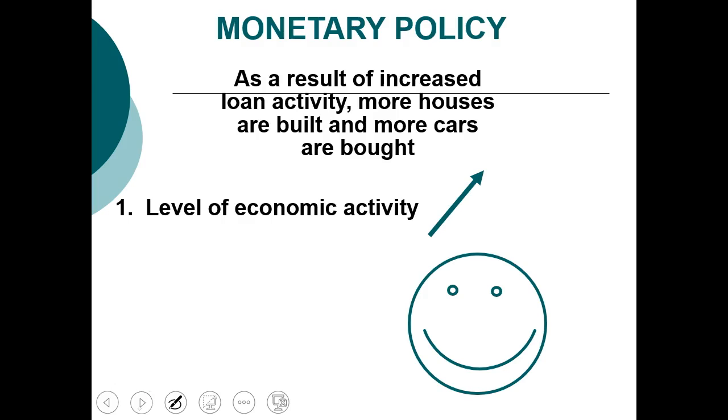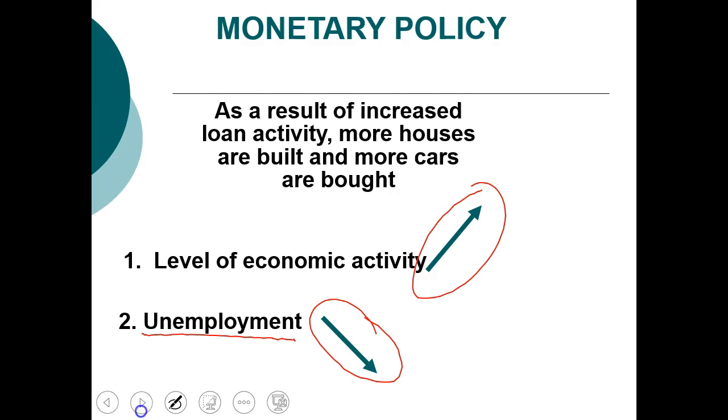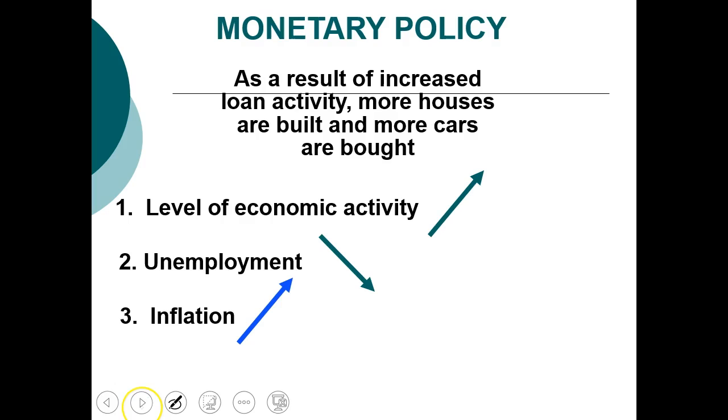As a result, if the level of economic activity starts to increase, as it goes up, we see more prosperity. We see unemployment begin to decrease. We have an increase in economic activity, which is what we want. A decrease in unemployment, which is another great thing for the country, for the macroeconomy. But the resulting fact is increased inflation.